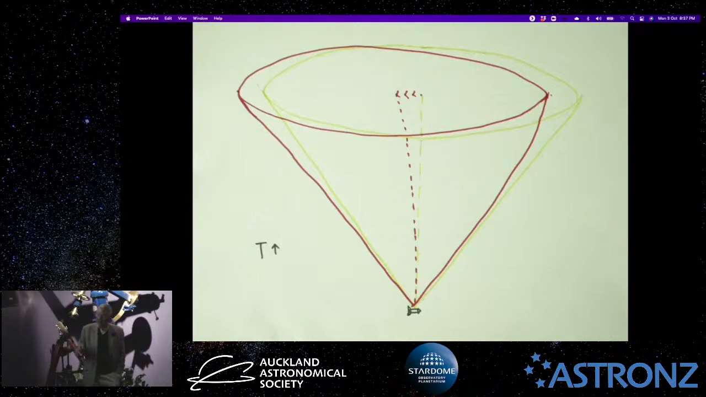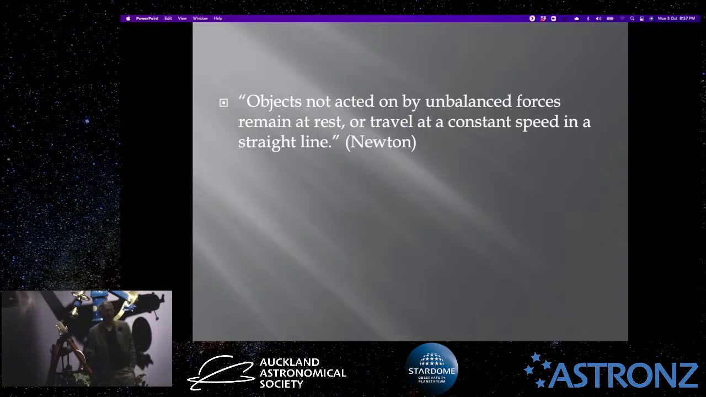If you're falling freely under gravity, you're completely unaware of the gravitational force, because your own motion will cancel out the virtual acceleration of the gravitational field. If you're falling freely under gravity, it seems to you you're just hanging in empty space and the Earth is accelerating up to meet you. That's how it appears. So we can actually rewrite Newton's first law of motion to include gravity using the language of spacetime. And it would go something like this, just to remind you of Newton's first law of motion: objects not acted upon by unbalanced forces remain at rest or travel constantly in a straight line.